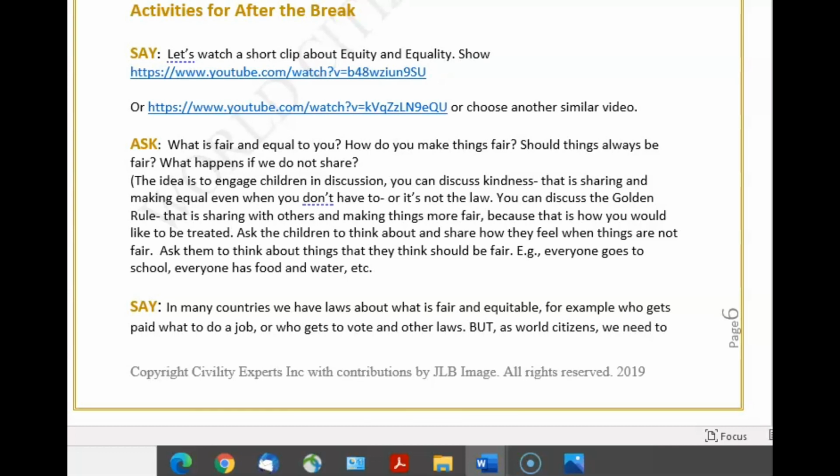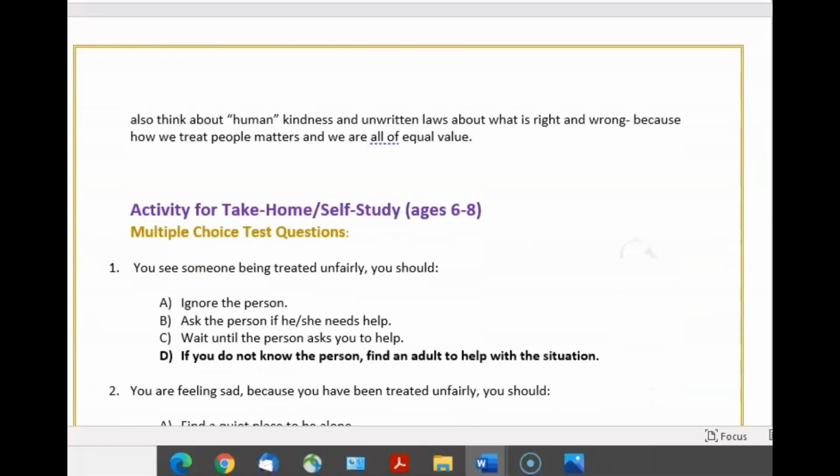And then we talk about how we often have laws about what's fair, who gets to do what, but as world citizens, we need to always think about human kindness, and even when there aren't laws about what's right and wrong, we want to be sure that everybody gets treated fair and square, and sometimes we have to stand up for rights when the rights are not protected. So we don't have to get into politics. Of course, we're not trying to start any strife or stress the children out, but it's a very straightforward, easy lesson about fair and square.